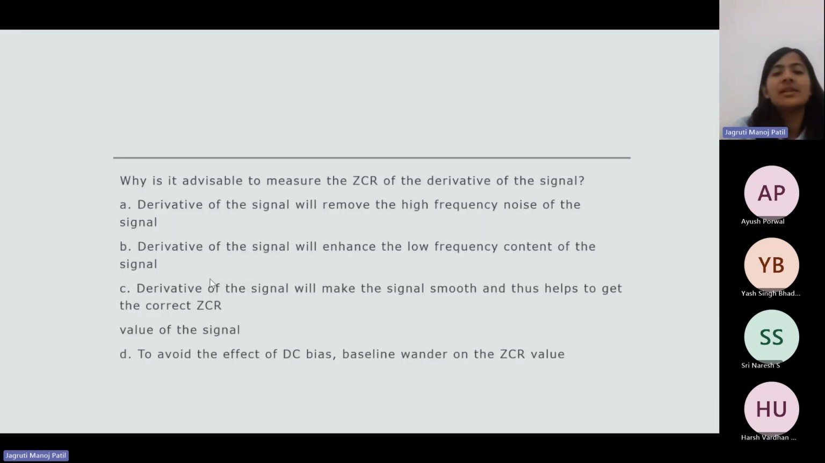So why is it advisable to measure the zero crossing rate of the derivative of the signal? What does the derivative do over here? It will remove the high frequency noise of the signal, or enhance the low frequency content, or make your signal more smooth and help to get the correct value of ZCR, or avoid the effect of the DC bias, the baseline wander, on the ZCR value. This should be an MSQ, but let me know what you think could be the most relatable one.